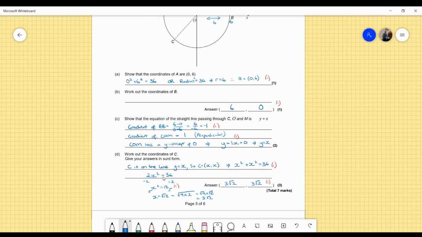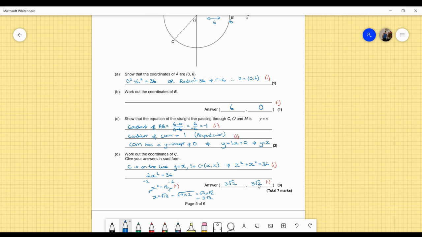If we simplify it, we get 2x squared equals 36. If we divide both sides by 2, we get x squared equals 18, and square root it, we get x equals root 18, which is then the surd that we need to simplify. So 18 can be simplified with 9 times 2 because 9 is a square number. Split it, so we have root 9 times root 2, and therefore that is 3 root 2. And because the coordinate is the same for both x and y, because it's on the line y equals x, it's 3 root 2 for the final mark.